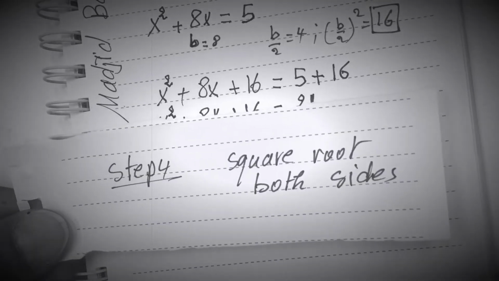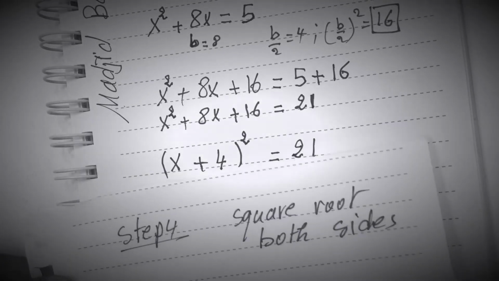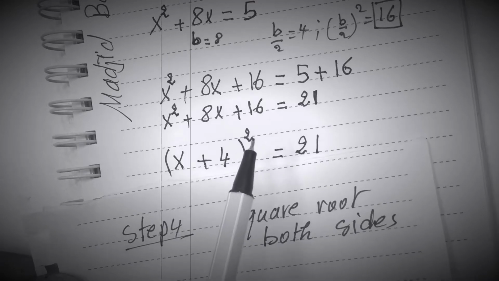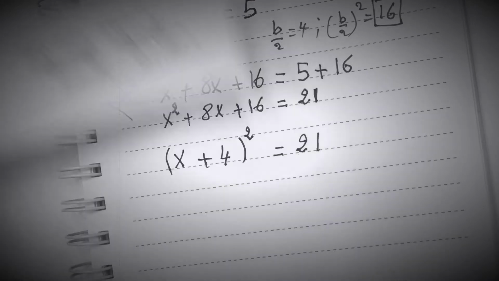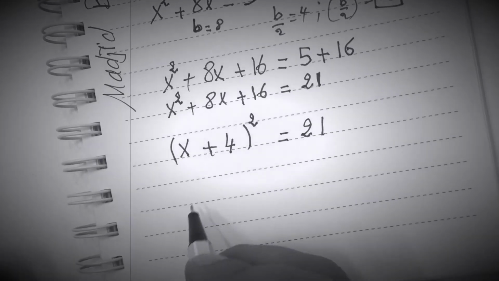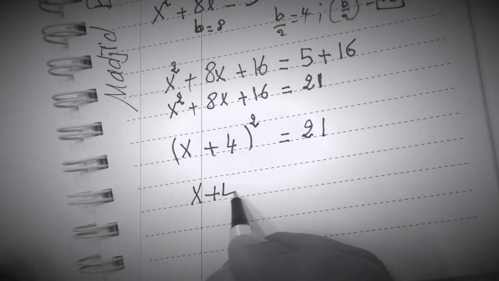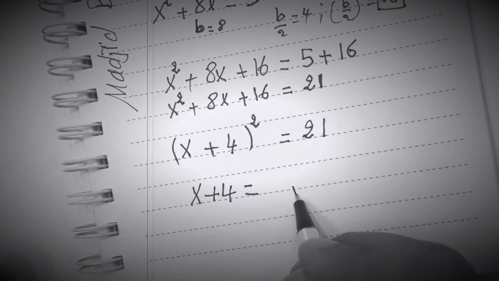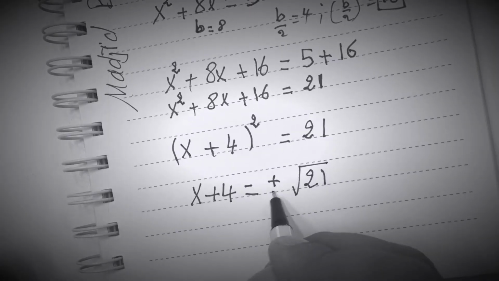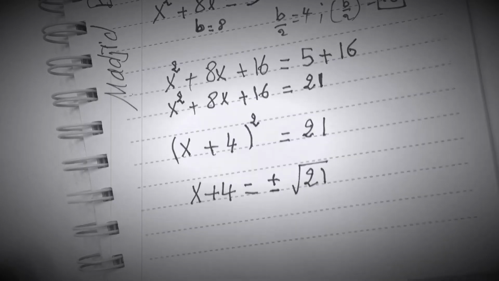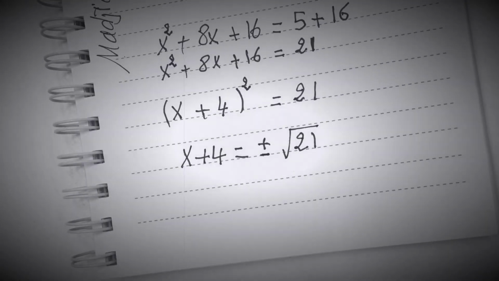Now we solve our equation by square rooting each side, because we have a square. So we need to square root to eliminate the square, okay? So when we square root (x plus 4) squared, we get only x plus 4. And then the second side, square root of 21. This one cannot be simplified. Make sure you get two answers, plus or minus.